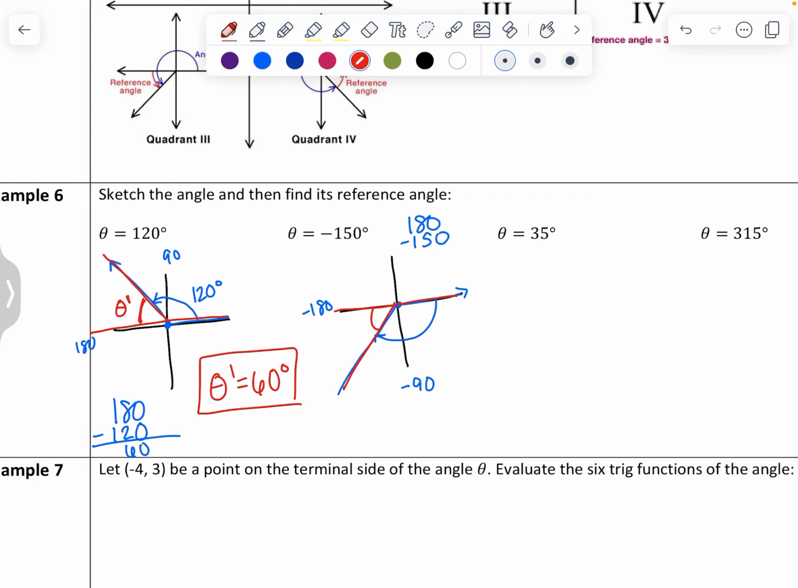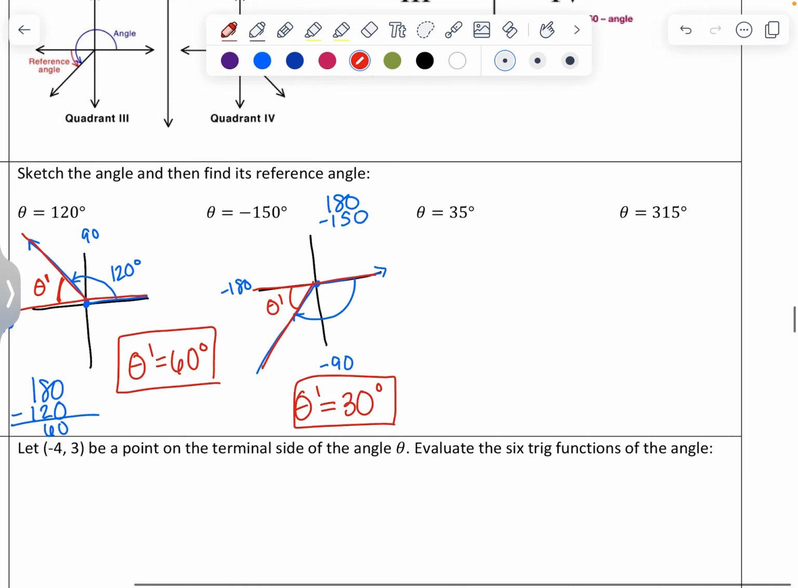Now it's tempting to put negative 30 degrees, but our reference angles are always positive, so we're going to consider that to just be positive 30 degrees to make it back to the x-axis there.